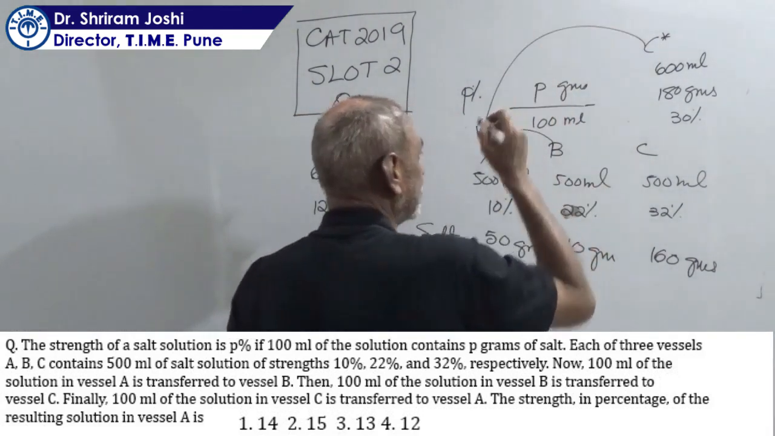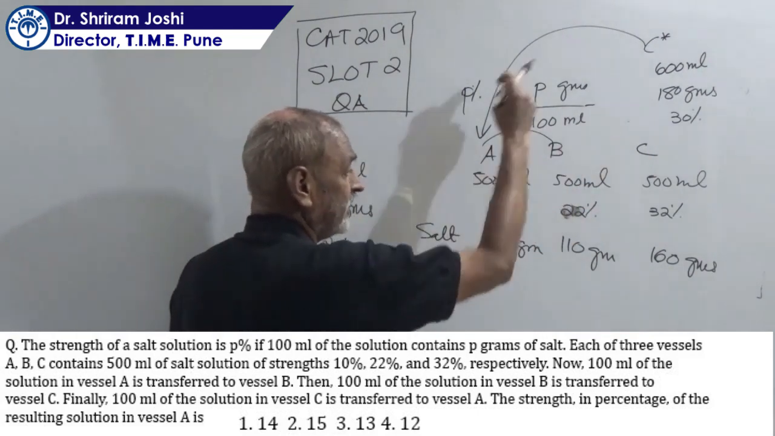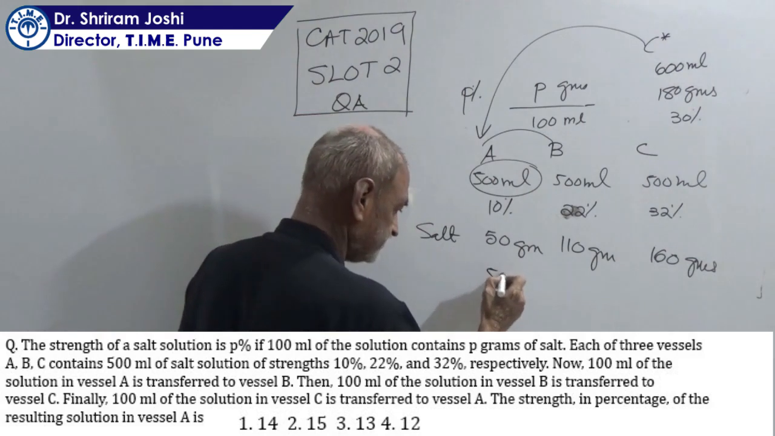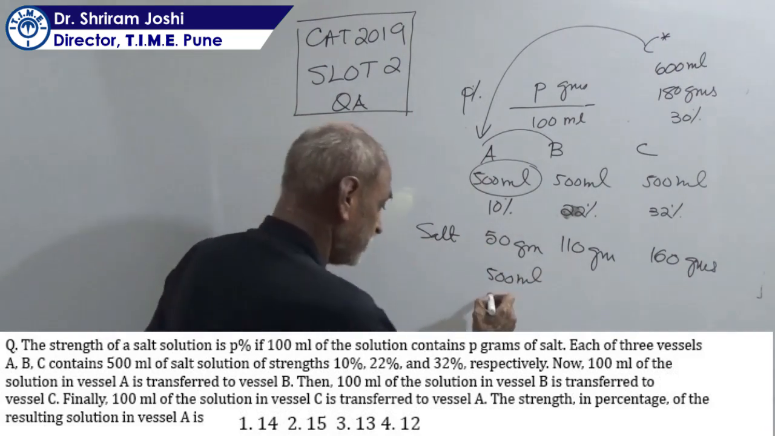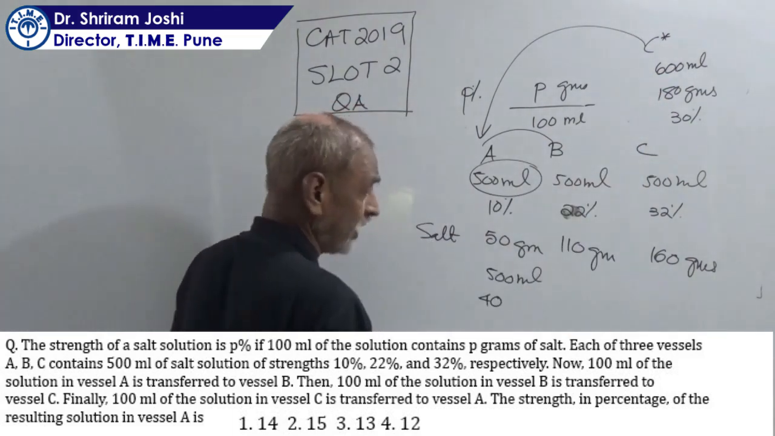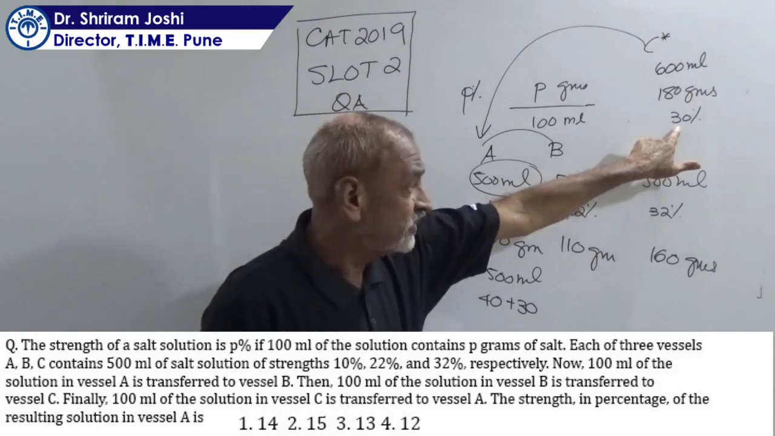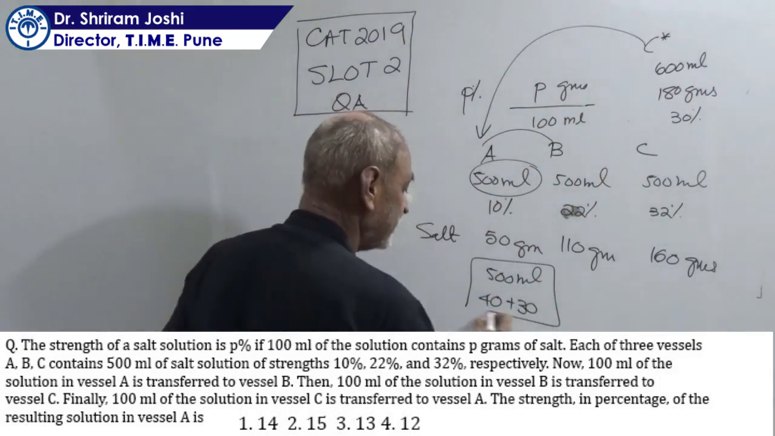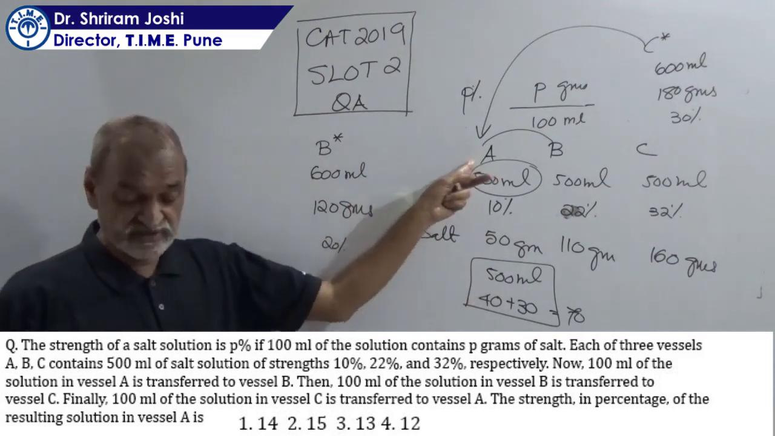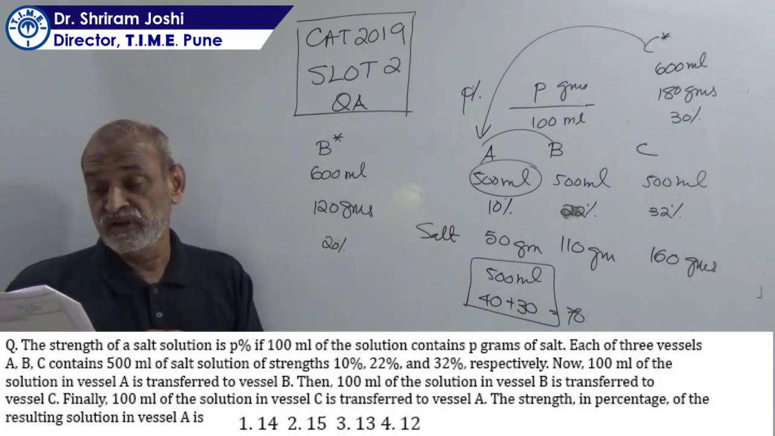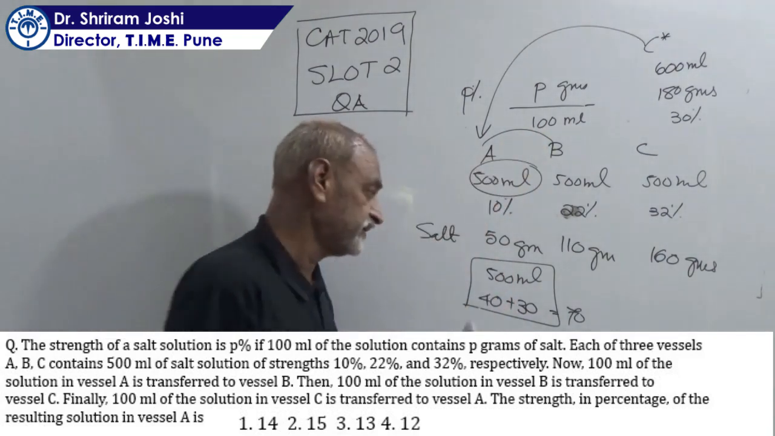Last thing, 100 ml of solution in vessel C is transferred to vessel A. 100 ml of 30%, which means what? This was 500, 100 went out, but again 100 came back, so again we have 500 back, the original volume. Out of 50 grams, 10 grams had gone, so 40 had remained, but how many came with this 100 ml? Another 30%, so with 100 ml you get 30 grams. So this is the situation at the end of the story. We have 70 grams of salt in 500 ml of solution in vessel A. The question is, what is the concentration of salt in vessel A? 70 divided by 500 into 100, 14%.